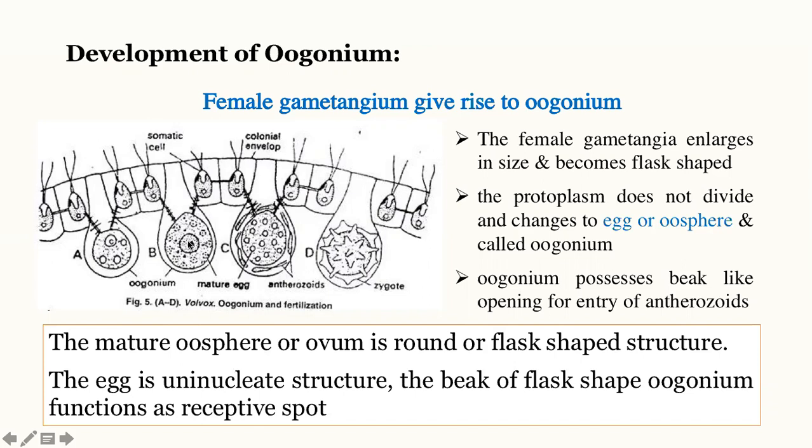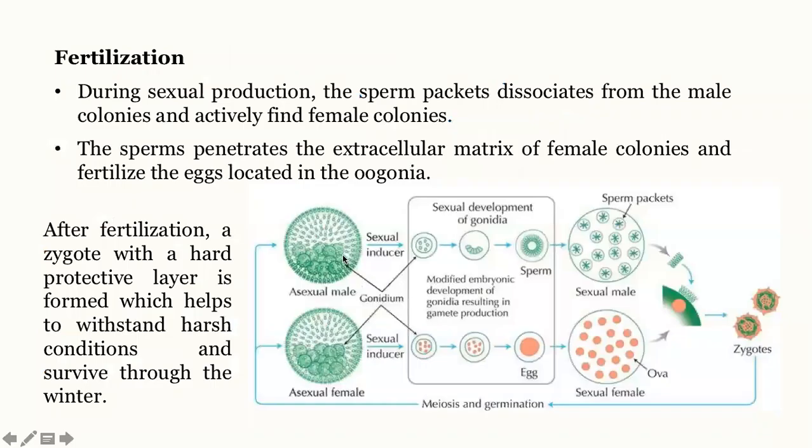The egg is a uninucleate structure, and there is a beak to the flask which functions as a receptive spot, wherein the antherozoids can identify the oosphere, and that is a weak point in the oosphere or the oogonium through which the antherozoids make their entry into the female cell and fertilize a female nucleus to result in a zygote. The zygote will now form some ornamentations, some cell wall will be secreted around it, and then it gets transformed.